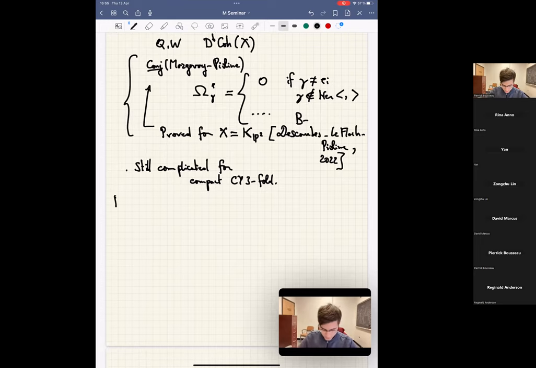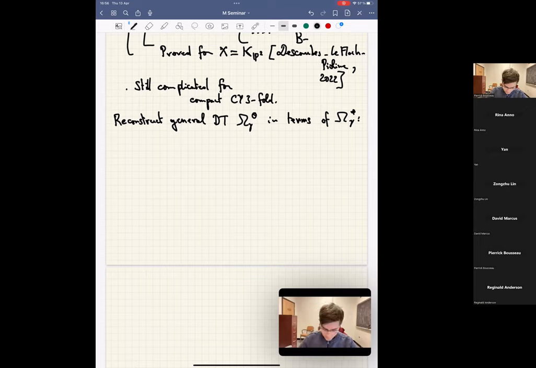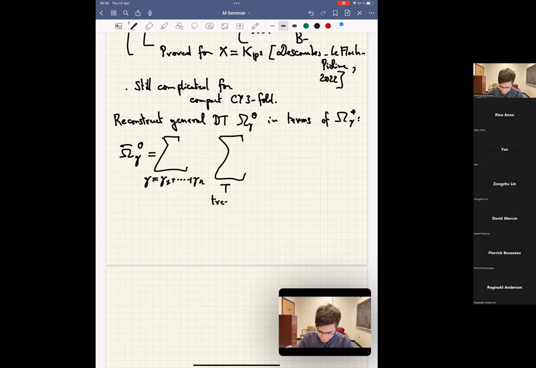But in all cases, you can reconstruct the general DT invariants omega gamma zeta in terms of these attractor invariants. It's essentially an iterative application of the wall crossing formula. And you will find a formula which has the following shape. A general DT invariant for a stability parameter theta will be a sum over all possible decompositions of gamma into gamma 1 plus through gamma r, and then a sum over trees, about which I will say more in a minute, with some coefficient depending on this tree, and then a product of attractor invariants omega gamma i star for the various gamma i appearing in the decompositions of gamma.